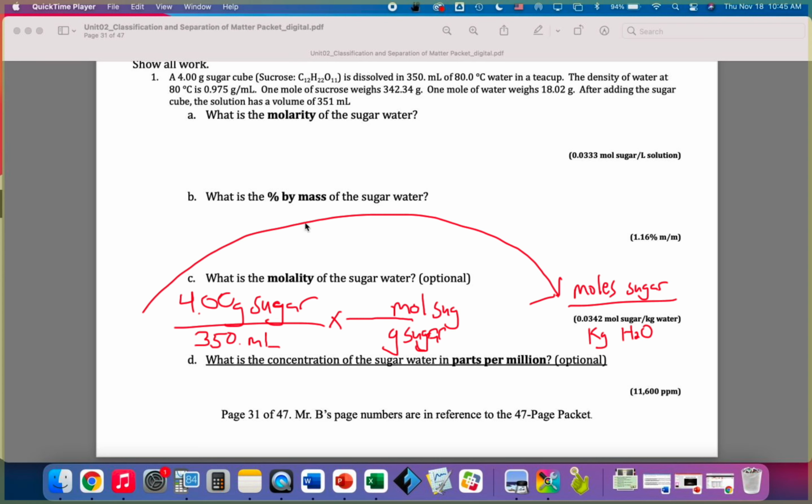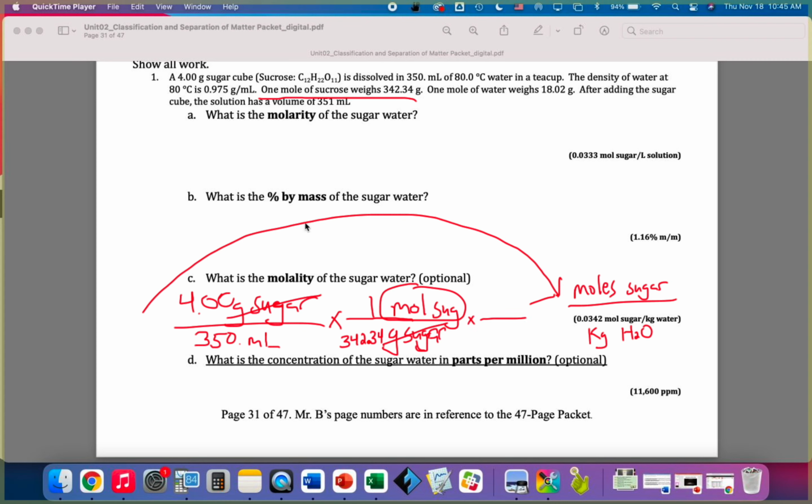So from this problem, it tells us that 1 mole of sucrose weighs 342.34 grams. So in this case, the 342.34 grams goes on the bottom, and that's 1 mole of sugar on top. So that is what we want at the end of this problem. That and that cancel out. So we're almost done with this problem. We just have to change milliliters into kilograms. Well, kilograms is mass, milliliters is volume, so hopefully you recognize that that's just a density problem.